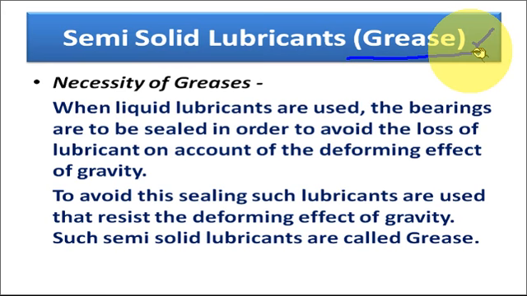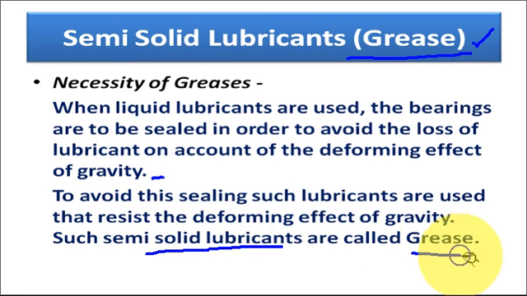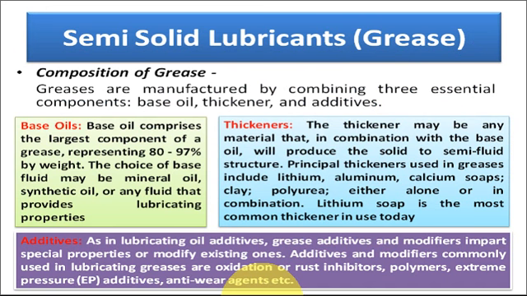Generally, when liquid lubricants are used, the bearings have to be sealed in order to avoid the loss of lubricant on account of the deforming effect of gravity. So, to avoid this sealing, lubricants are used that resist the deforming effect of gravity. Such semi-solid lubricants are called grease or Vaseline. Now, we will focus on grease here.